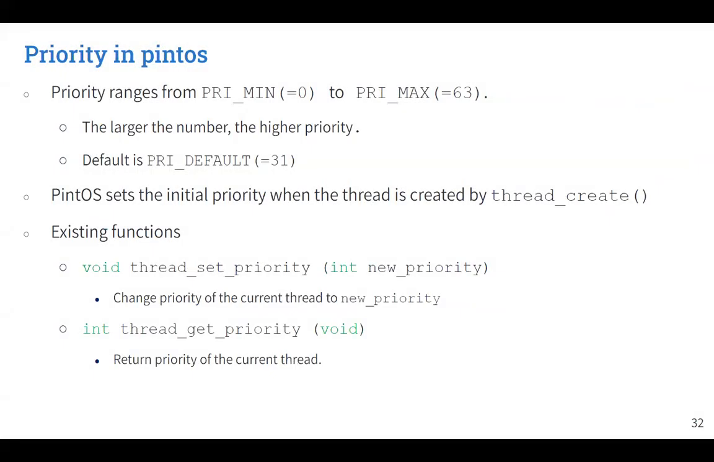So here is a slide about priority in Pintos. Priority ranges from PRI_MIN, a predefined macro, which is 0, to PRI_MAX, which is 63. The larger the number, the higher the priority, and the default is 31. Pintos sets the initial priority when a thread is created by thread create, and the existing functions are thread set priority, which changes the priority of the current thread to a new priority, and thread get priority, which returns the priority of the current thread.